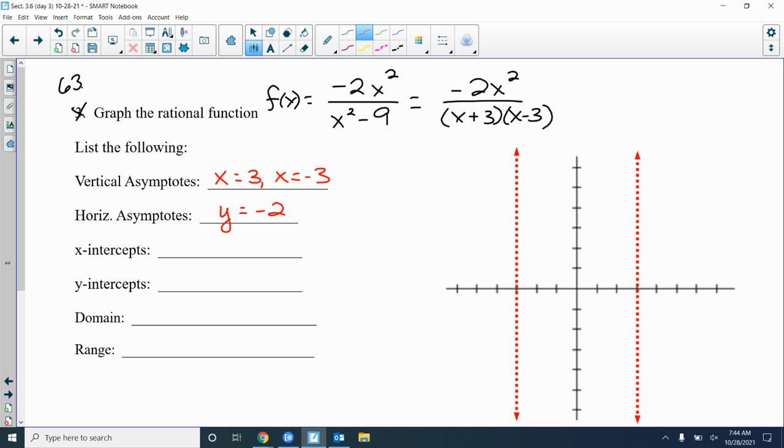If the degree of the numerator is the same as the degree of the denominator, then you look at the leading coefficients, like Colton said. What is the leading coefficient in the top one? It would be negative 2. This would be a 1. It would be negative 2 over 1.